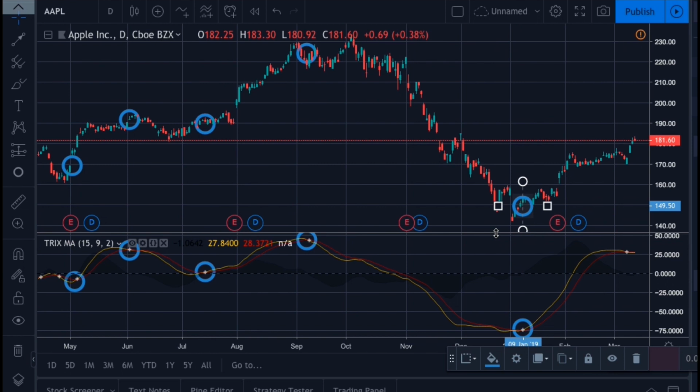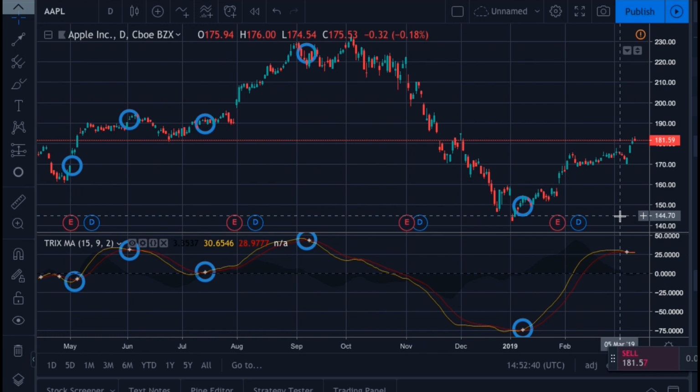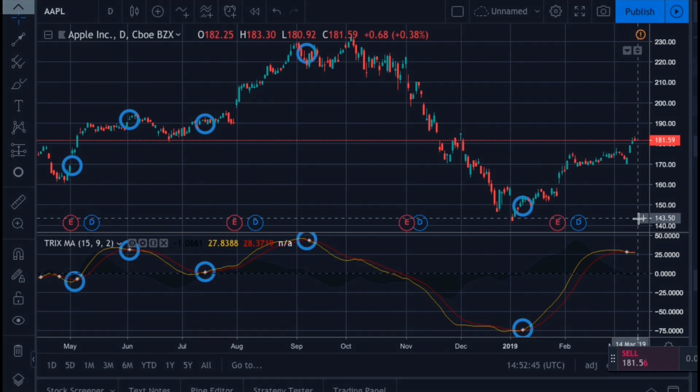So that's a few methods for using the Trix indicator for stock trading. Some strategies with the Trix are pretty accurate, but you still want to combine it with other indicators to confirm any signals. I'll see you in the next video.